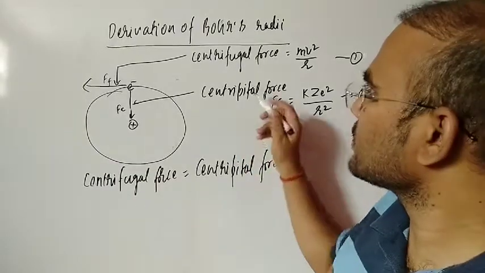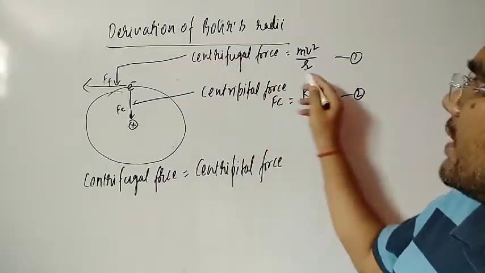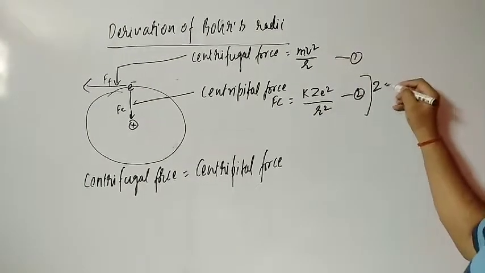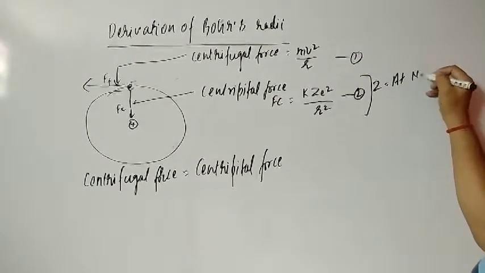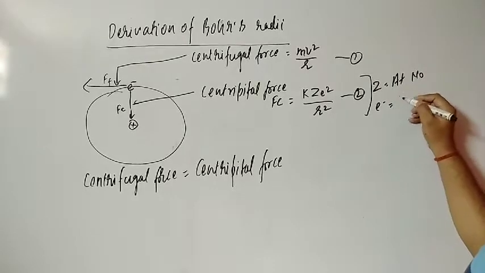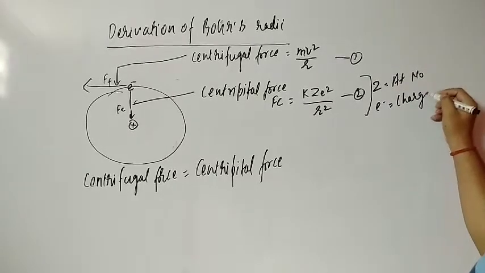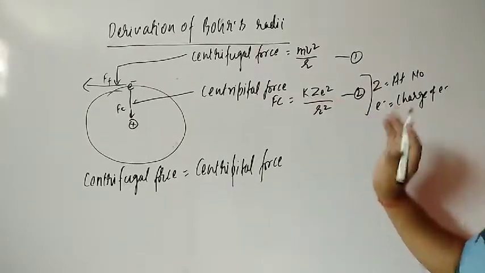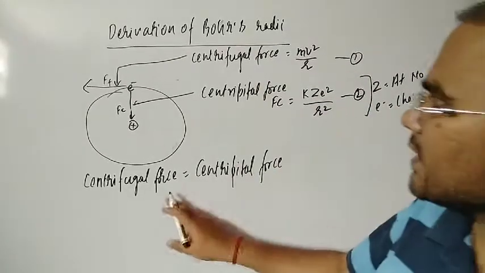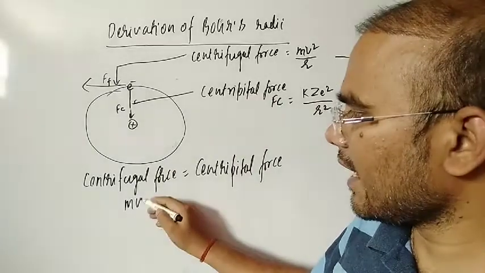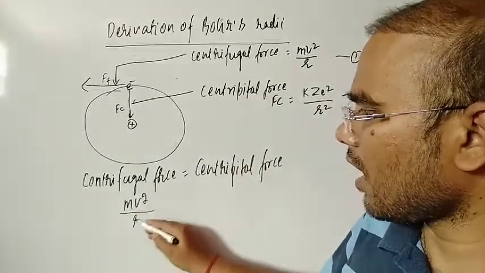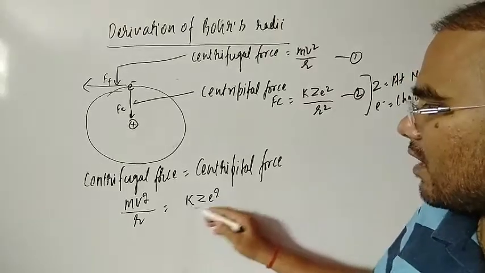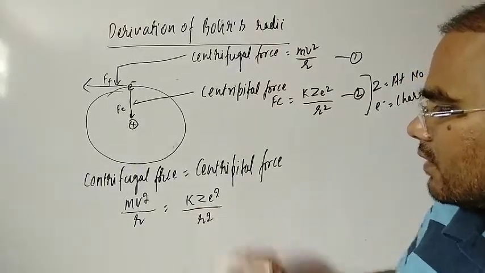Dear students, don't get confused. Z means atomic number, e means charge of the electron, and k is a constant. So centrifugal force is mv square upon r, and centripetal force is k Ze square upon r square.